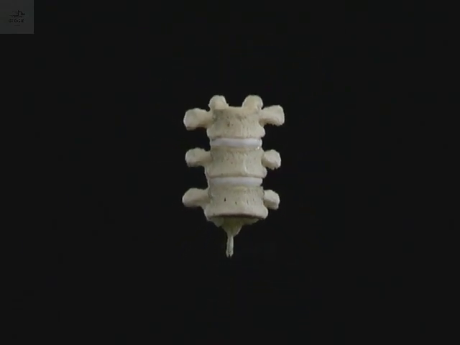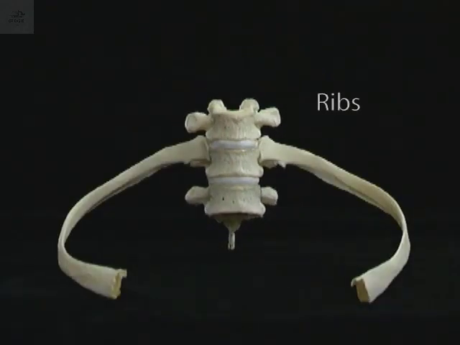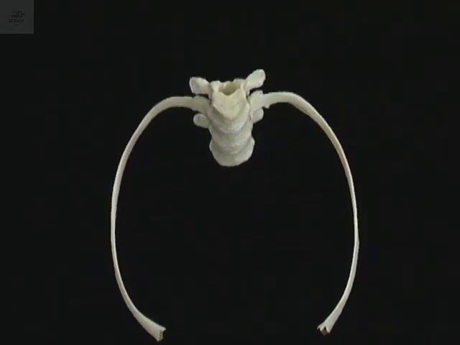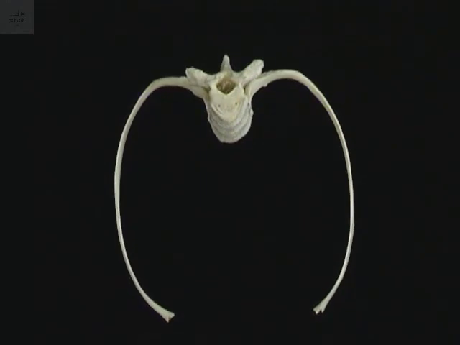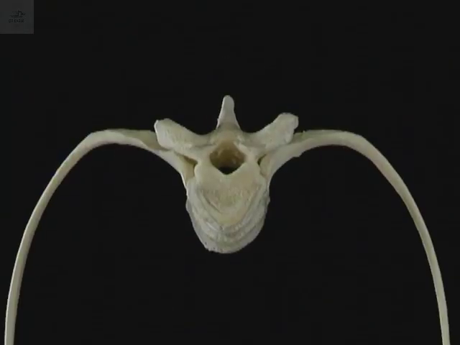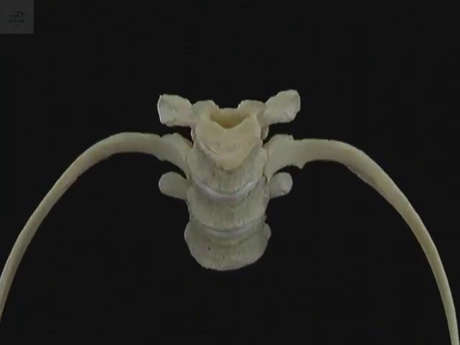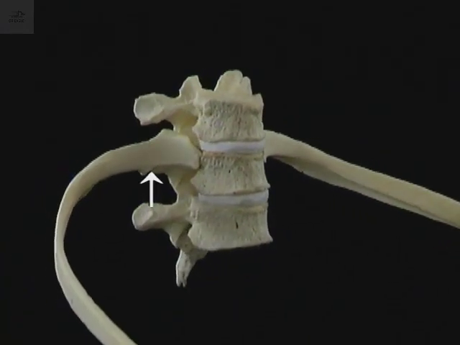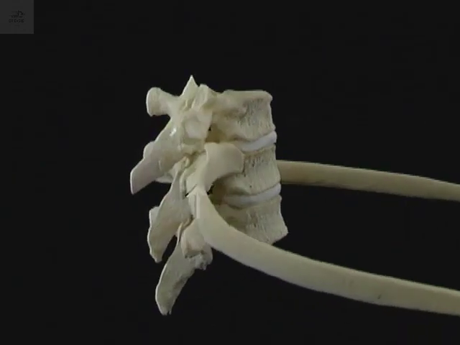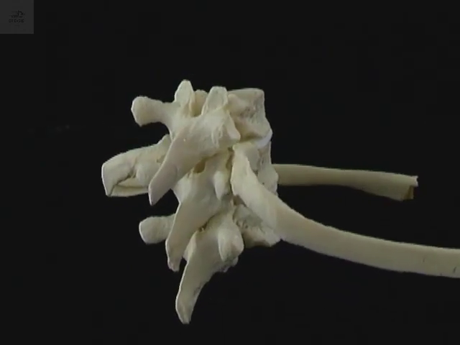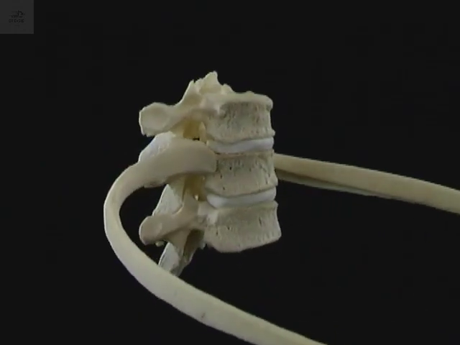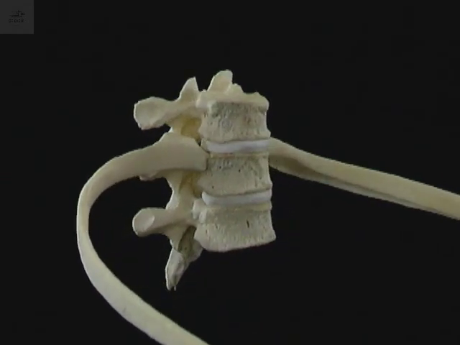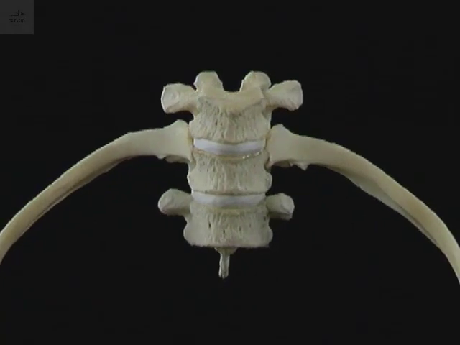Each of the thoracic vertebrae articulates with a pair of ribs. On each side, the vertebra articulates with the rib at 2 points. Here, at the end of the transverse process, and here, where the pedicle meets the body. We'll be looking at the ribs in the second section of this tape.